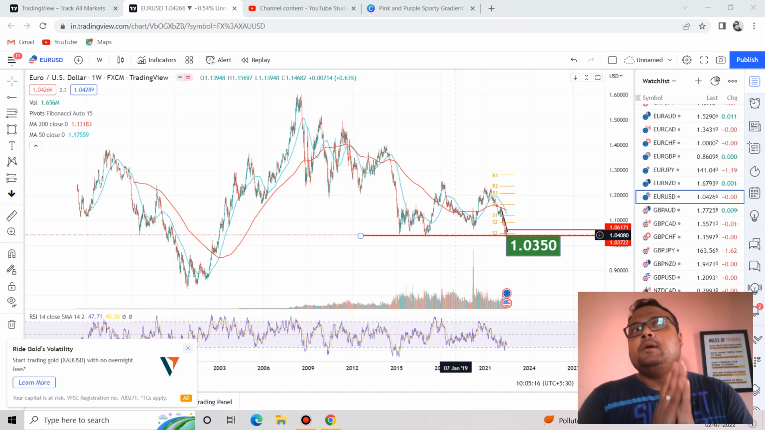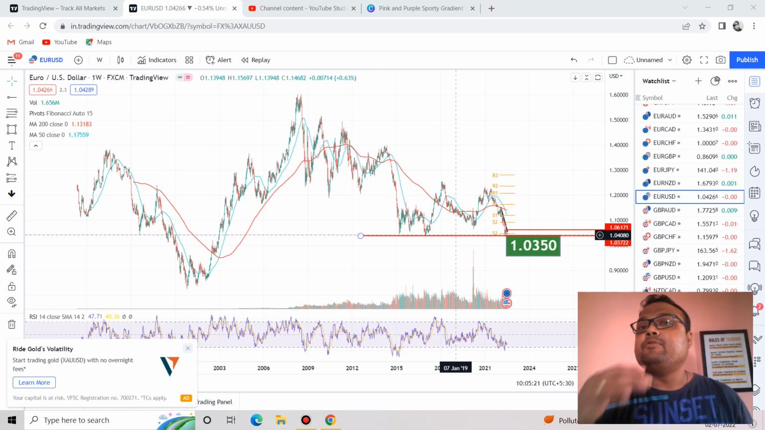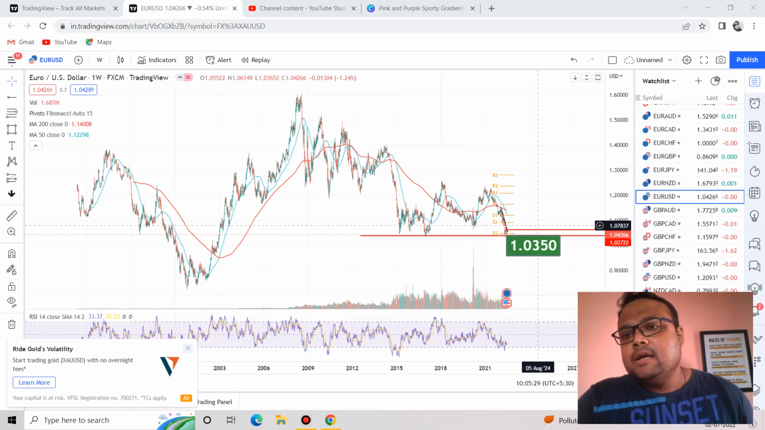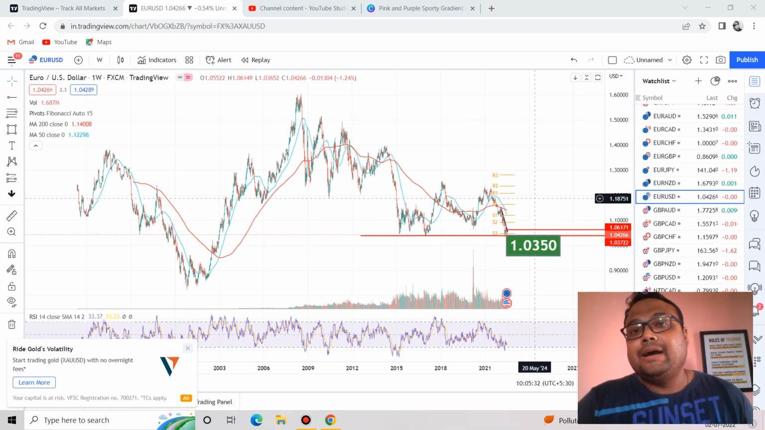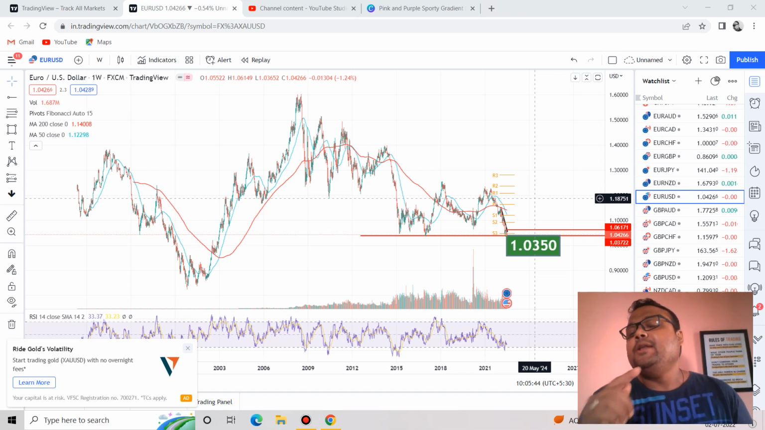There will be a bloodbath on the chart of Euro USD if the market fails to hold the level and breaks it. So stay on the trade, hold your buy position as long as the market is trading above 1.0350, but in case the market breaks it, you should exit. And rather, you can also take a sell position if the selling pressure is high enough below 1.0350.